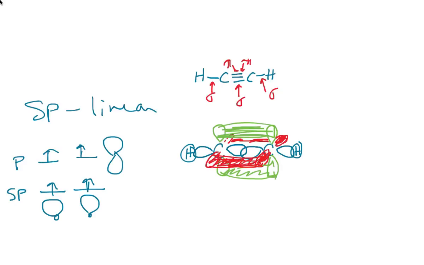So the blue bond is a sigma bond. There's one from one carbon, one hybrid orbital from another carbon overlapping. Then there's a pi bond, which is red, made of p orbitals. And there's a pi bond that's in green, made of p orbitals. Okay, linear, sp hybridized.